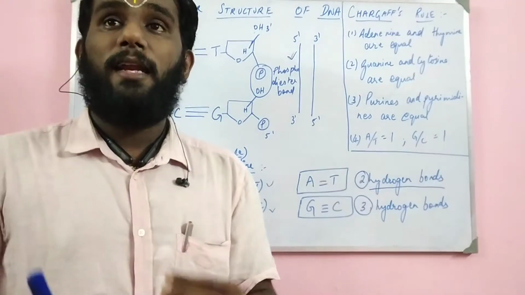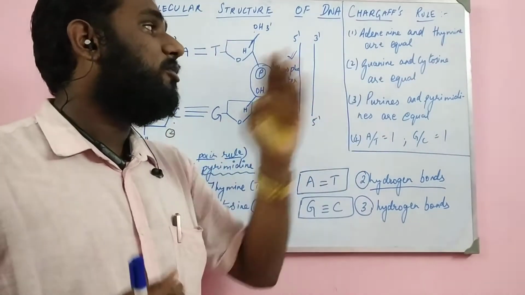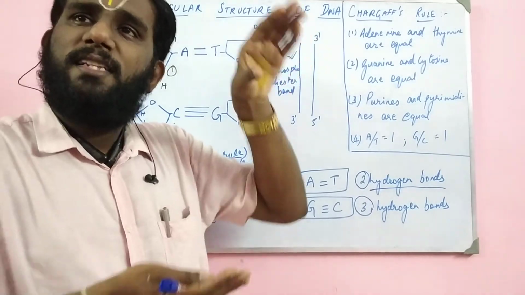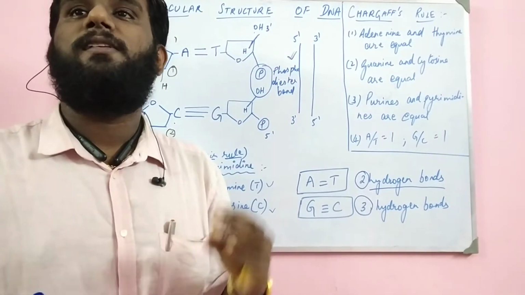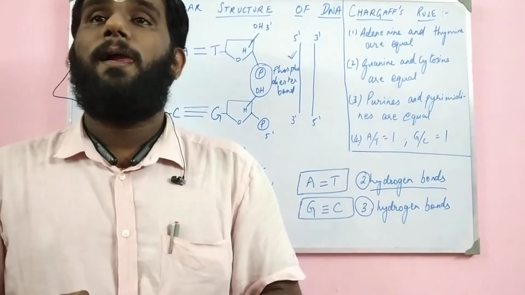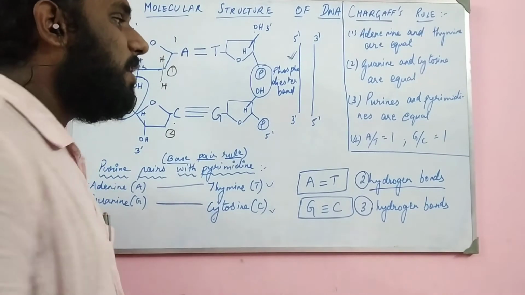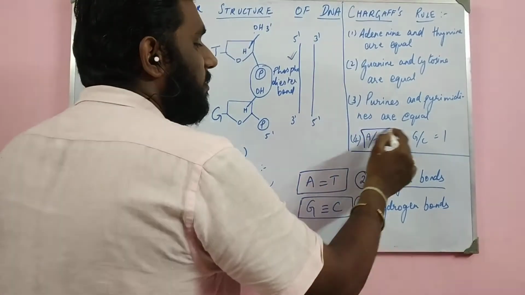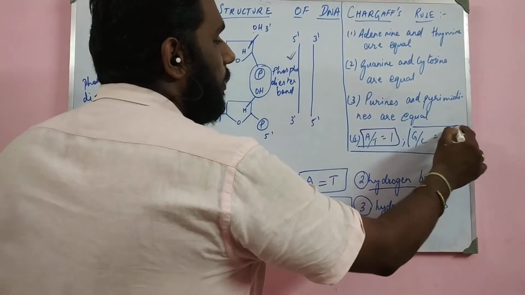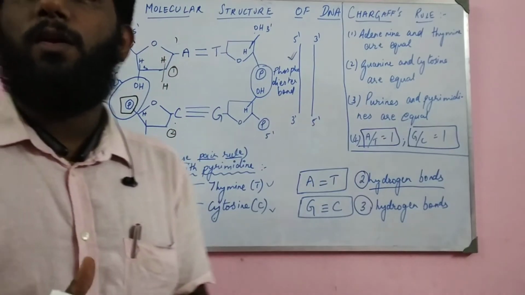Second, guanine and cytosine are also equal in number. So to put both these statements together, the purines and pyrimidines are equal in number. Or to put it in a very, very simple way, adenine by thymine is always equal to 1, and guanine by cytosine is always equal to 1.